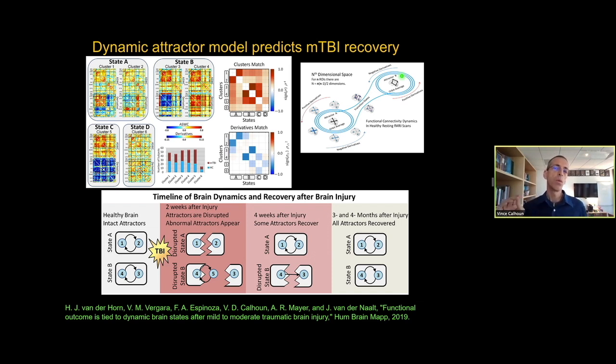And so using this type of an approach, we find some really interesting results if we look at traumatic brain injury in a longitudinal study. This is data from Hans van der Hoorn. And so starting from one state here, if we look immediately after the injury, or 2 weeks after the injury rather, we see that the attractors are disrupted. 4 weeks after the injury, we see some attractors recovered, and by 3 to 4 months, we see full recovery in the attractors. And so that was quite striking to us and seems like a really interesting way to model these data.